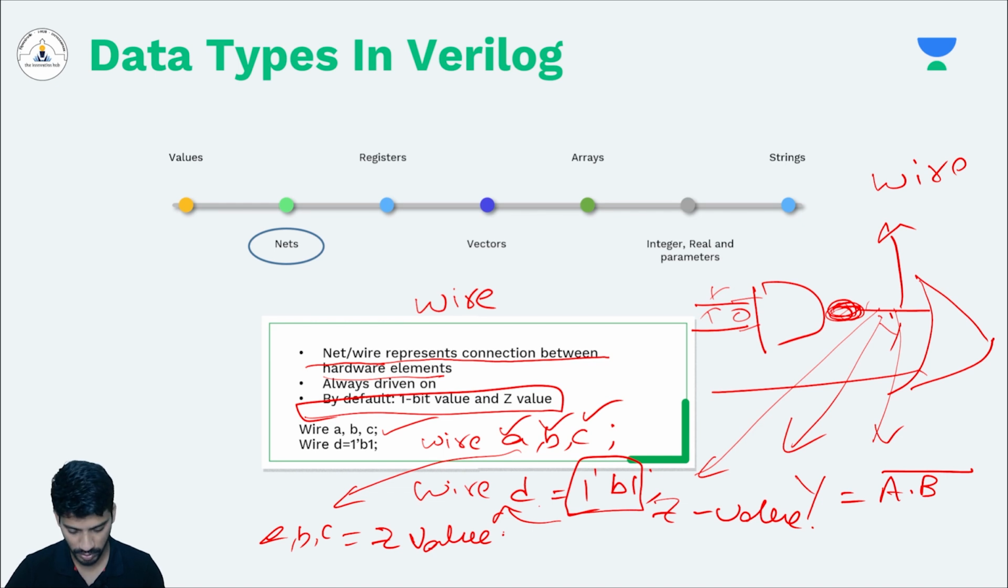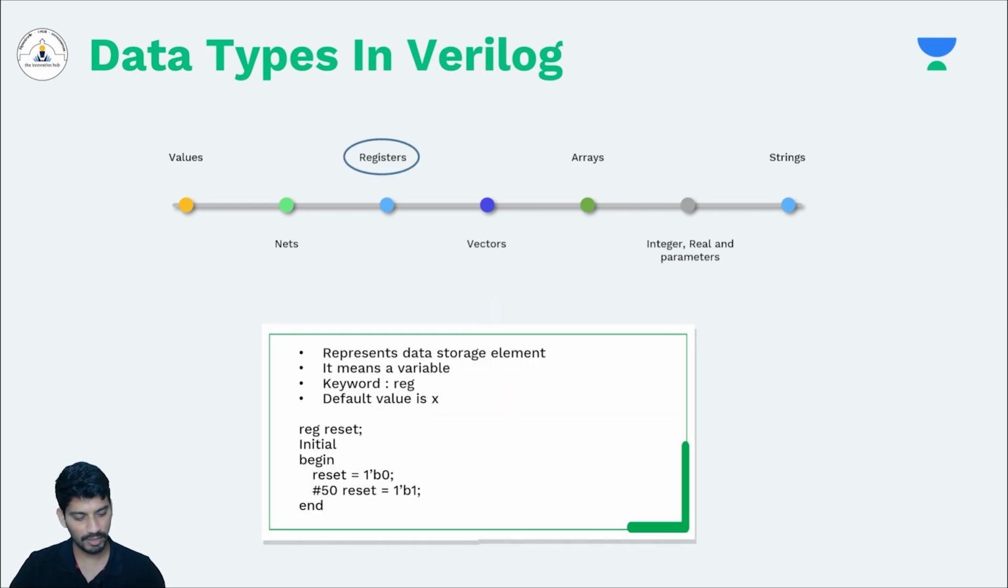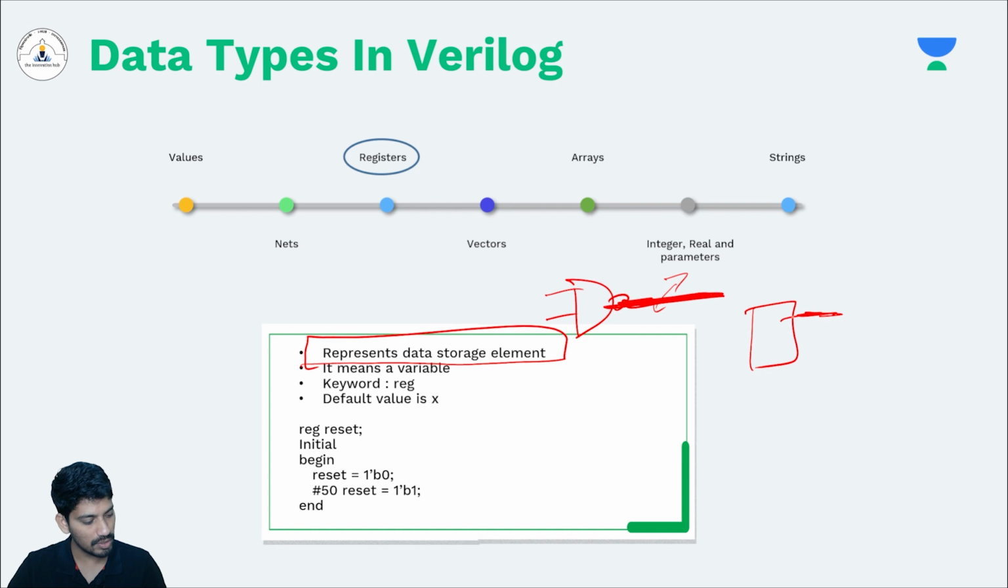Right? Now let's see what is a register. A register represents a data storage element which stores the data until the next data arrives. So what I mean is, in the case of net, the value is always driven based on the inputs, as I have shown in the previous slide. But in the case of register, the value you assign will be changed only when you assign next time. When the next data is coming, then only the value will change. Until that time, the value of the register will be retained.